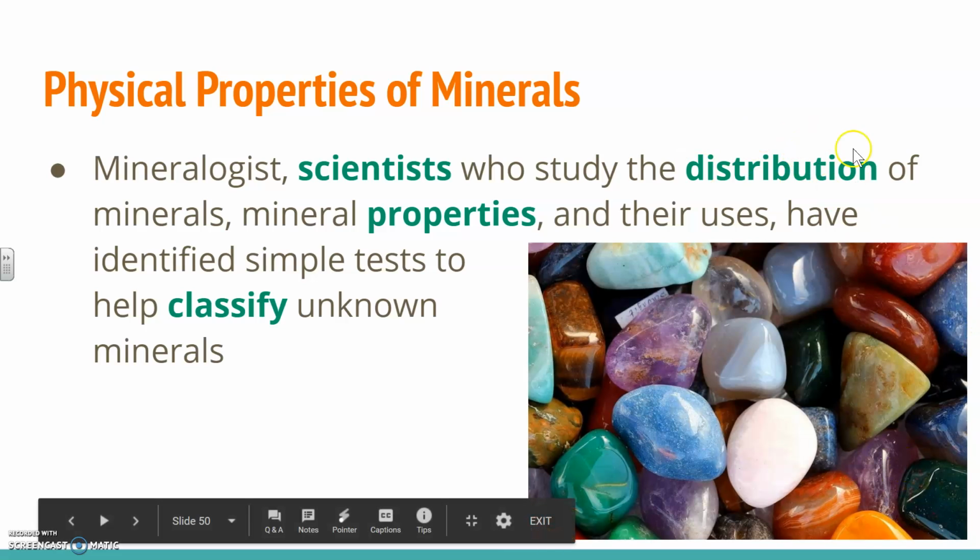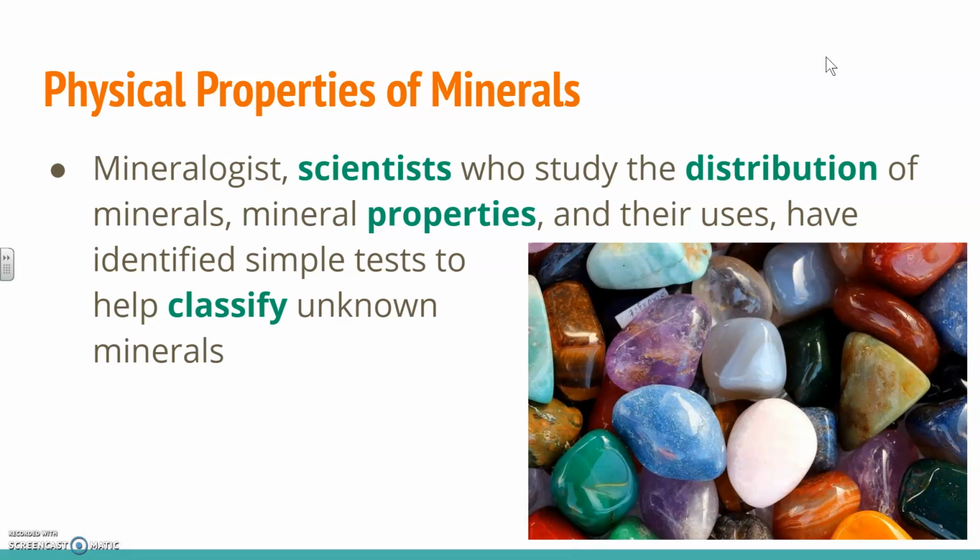They study the distribution. Where on Earth are these found? So maybe we only find halite and calcite, salty minerals, near an ocean. That makes total sense. Mineral properties, that's what we're talking about here. Color, luster, streak, hardness, and so on.